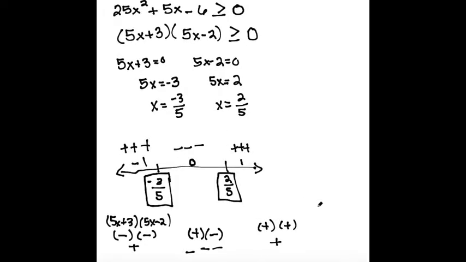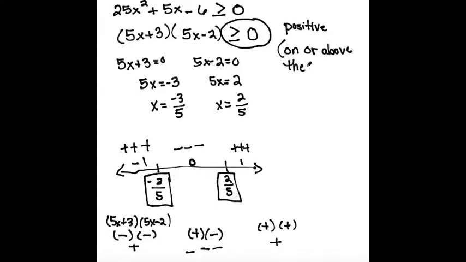Okay, so now we look back at what our original question was asking. It was asking for values greater than or equal to 0. So that's the positive sections. And since it's equal to, that's referring to values that are on or above the x-axis.